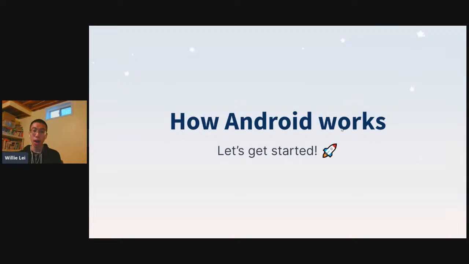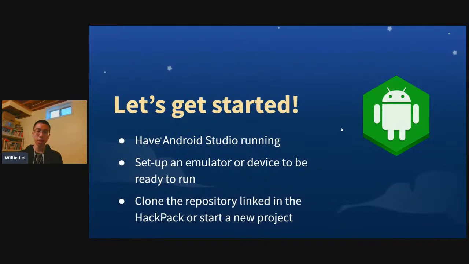So now let's get into how to actually create an Android application. So hopefully you guys have Android Studio running. You can either use an emulator or plug in a physical device to be ready to run. If you have any questions, ask them in the Slido, and hopefully my workshop helper, Paul, might be able to help you debug. And also, you can either start a new project or clone the repository linked in the Hackpack. So either is fine. The Hackpack does have some extra configs that might make it a bit easier, but both should be fine as well. So let's actually get started.